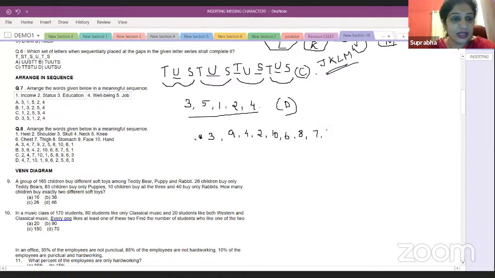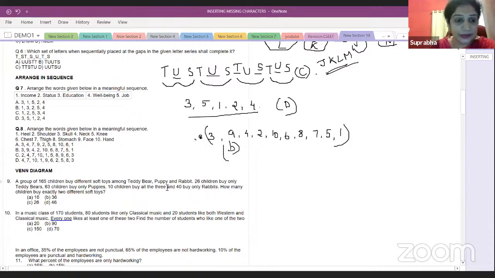After your thigh comes your knees. I hope you all know which is thigh, which is knees. Yes. And after your knees comes your heel. So this option, if I have to take, it comes in B. 3, 9, 4, 2, 10, 6, 8, 7, 5, 1. Yes. So easy. Again, as I said, just to memory.